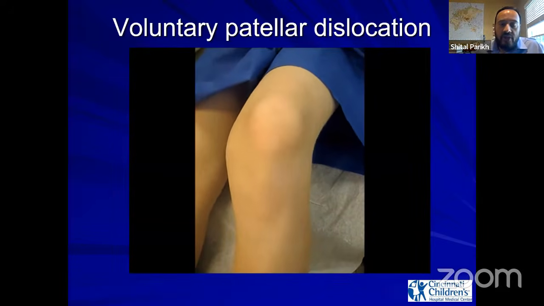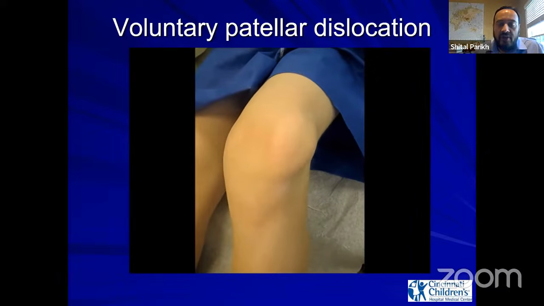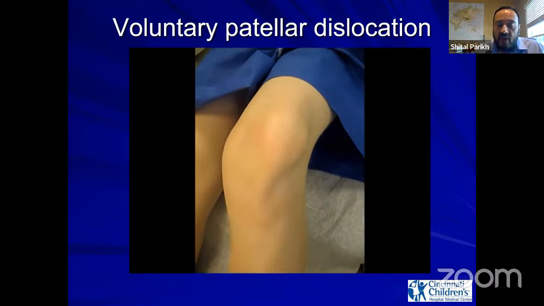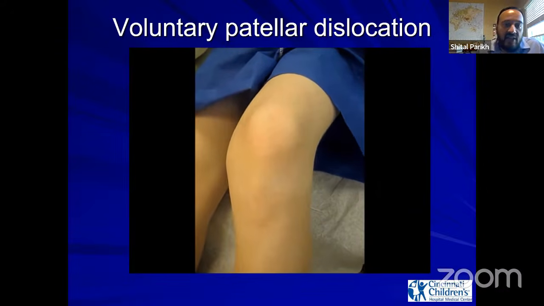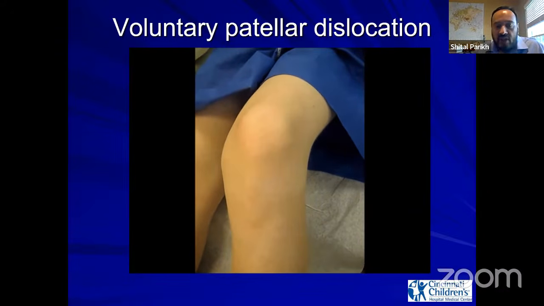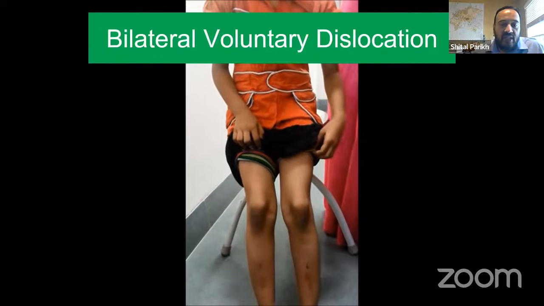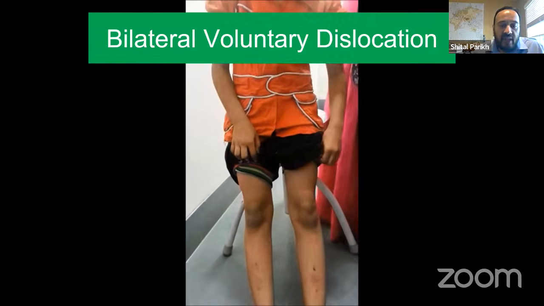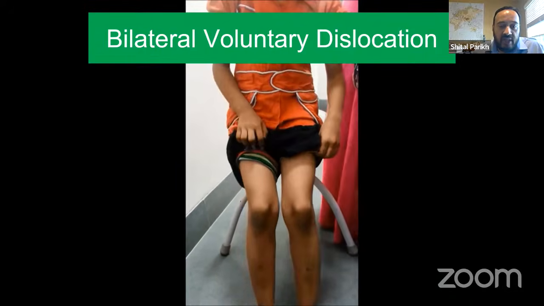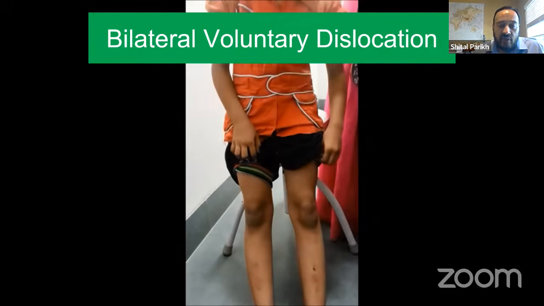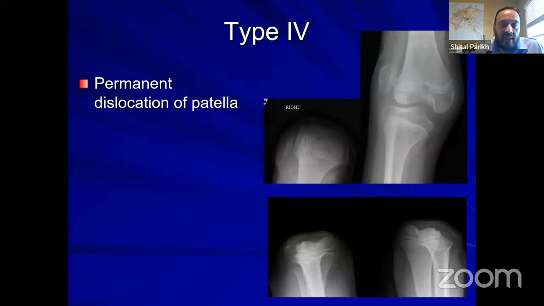Another group is voluntary dislocation, where the patient can learn to selectively contract their muscle and dislocate the patella without moving the knee. And these are typically treated with physical therapy, just like habitual dislocation of a shoulder. You can get bilateral voluntary dislocation. This is a slide from one of my friends, Dr. Jyotish Patel in Ahmedabad, and he sent me this patient with bilateral voluntary dislocation of the patella.